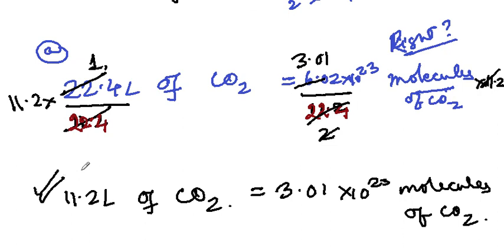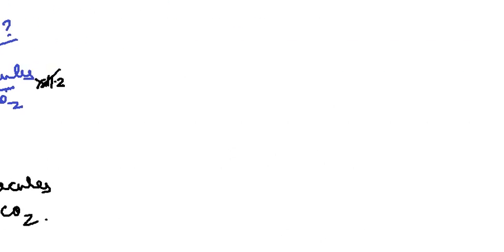So that means when we are blowing a balloon of this much volume of carbon dioxide, technically we are introducing 3.01 into 10 to the power 23 molecules of carbon dioxide. I hope we are clear till this point of time. Now, how about simplifying these calculations further?